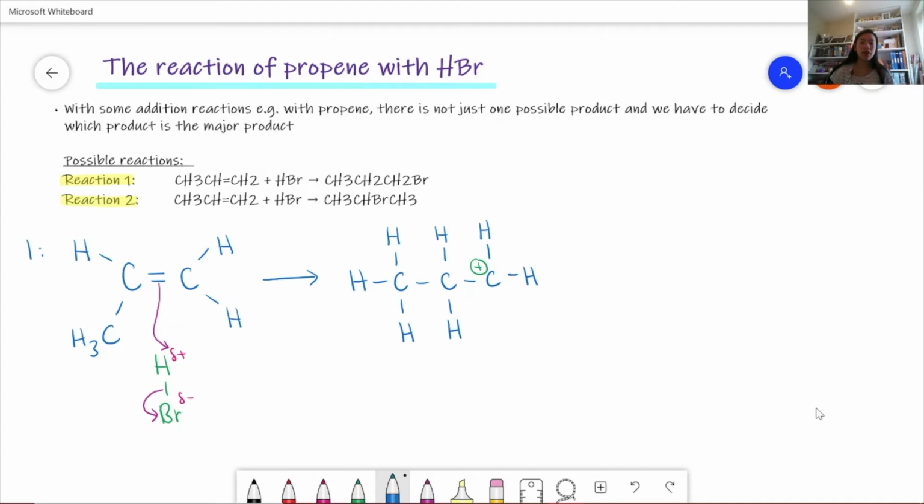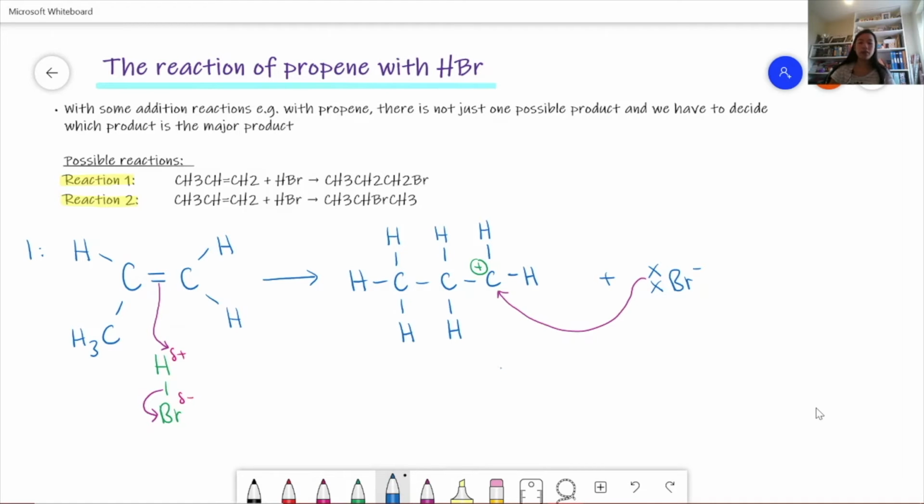And also the bromide ion is formed because the electrons from that HBr covalent bond have moved towards the bromine, making it negatively charged. And so now what happens is that the two electrons, the lone pair of electrons on this bromide ion, are then very attracted to this positive carbon, and so forms a bond with it.